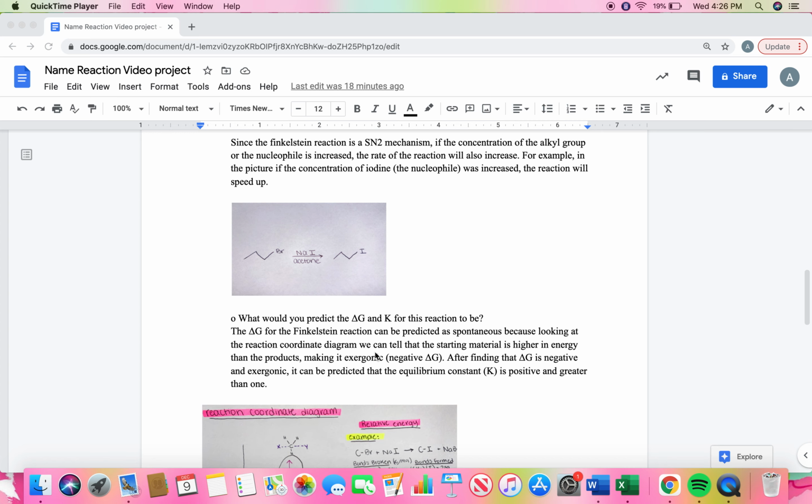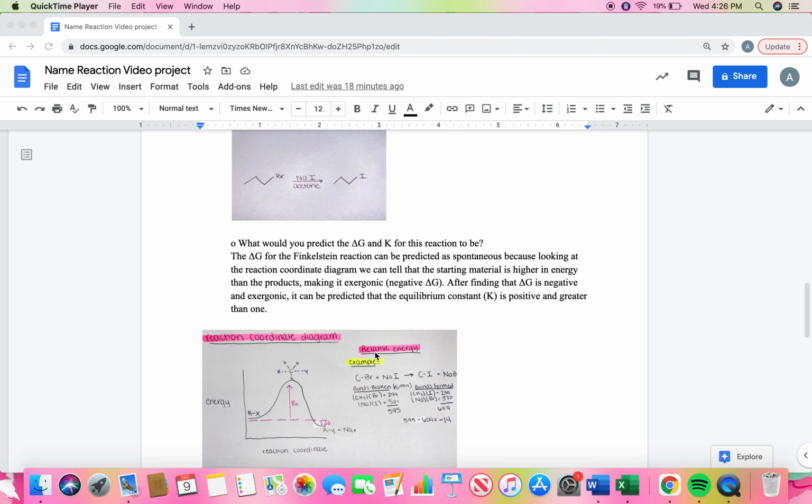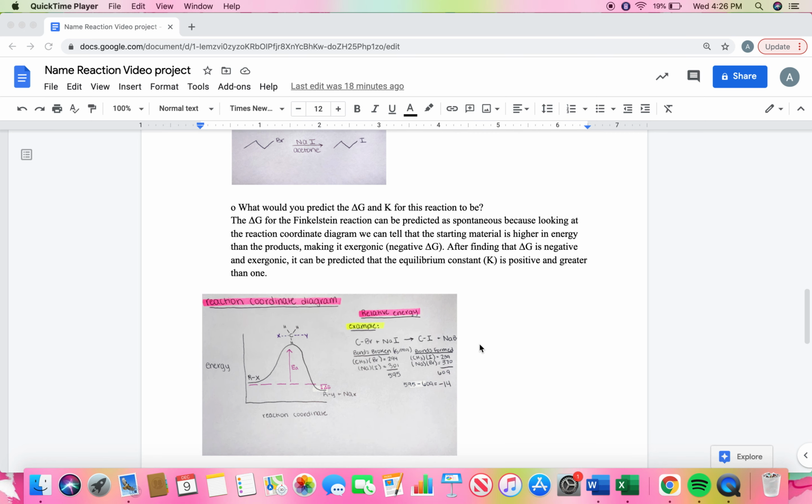The second question was, what would you predict the delta G and K for this reaction to be? The delta G for this Finkelstein reaction can be predicted as spontaneous because looking at the reaction coordinate diagram, we can tell that the starting material is higher in energy than the products, making it exergonic. After finding the delta G is negative and exergonic, it can be predicted that the equilibrium constant, K, is positive and greater than 1. So this delta G will be negative. So that predicts that it will be spontaneous.